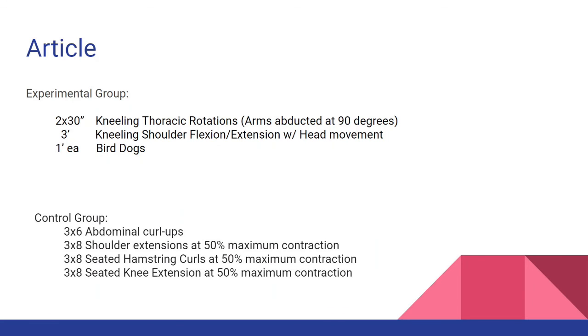In the control group, they will be consisting of 3 sets of 6 of abdominal curl-ups, 3 sets of 8 of shoulder extensions at 50% maximum contraction, 3 sets of 8 of seated hamstring curls at 50% maximum contraction, and lastly, 3 sets of 8 of seated knee extension at 50% maximum contraction.